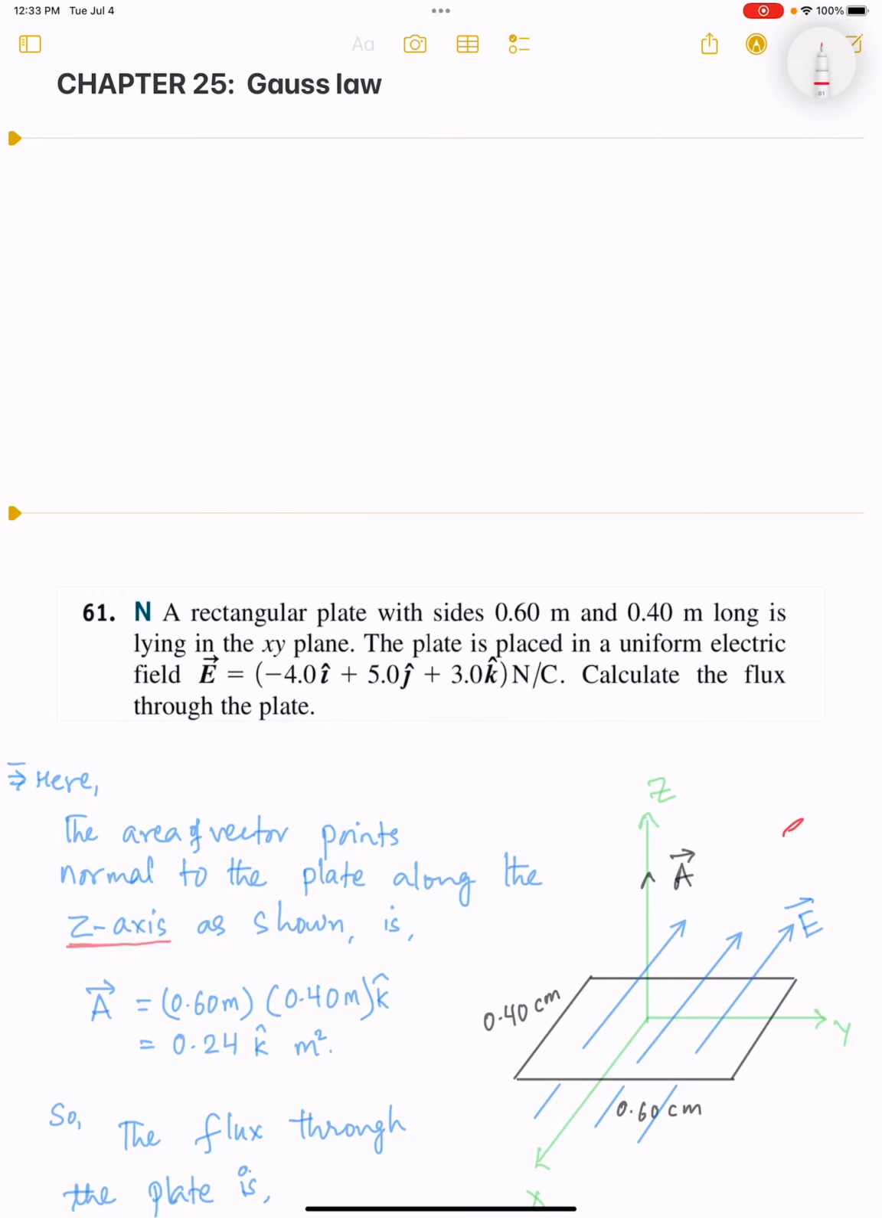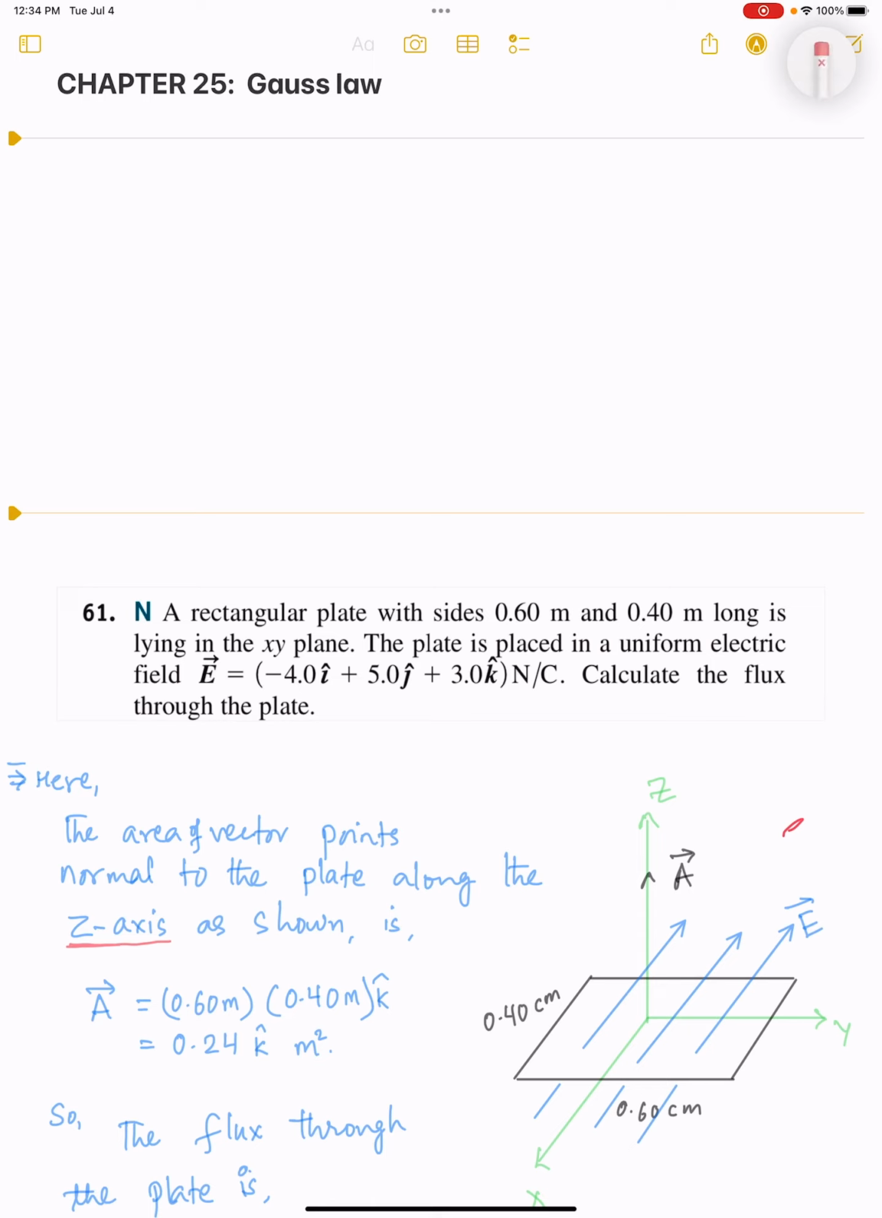Okay, hello everyone. So we are going to talk about chapter number 25, that's about Gauss law, which is a very important law in electromagnetism. It states that the total electric flux through a closed surface is equal to the net electric charge enclosed by the surface divided by the permittivity of free space.